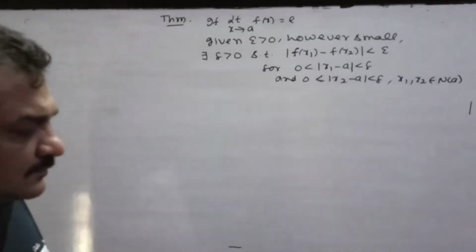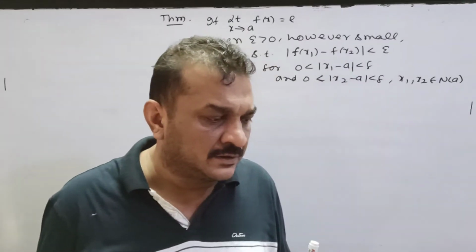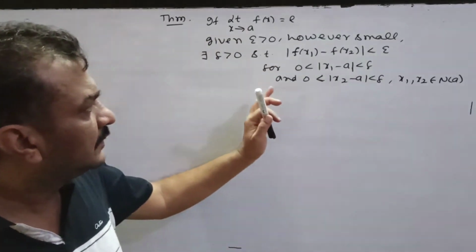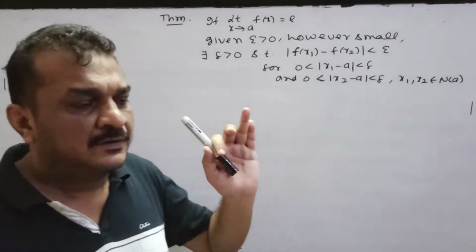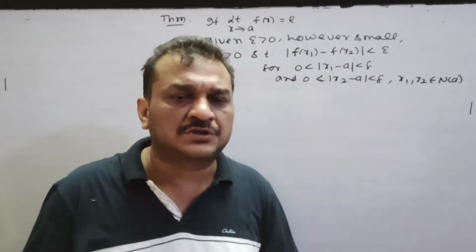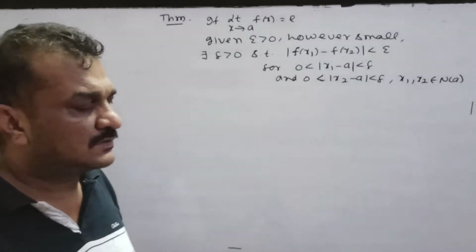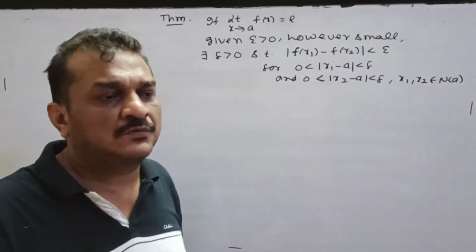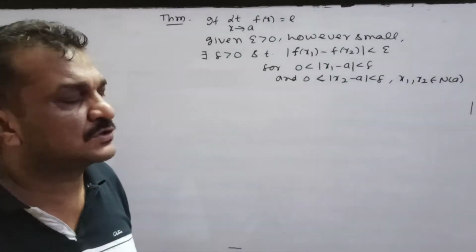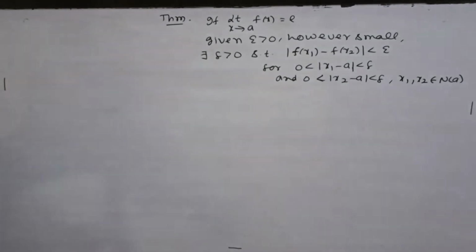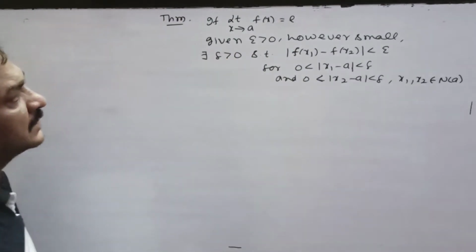Hello students, in this video we discuss when the limit of a function does not exist. First we discuss the theorem, next we discuss examples where the limit of a function does not exist. First, the Cauchy criterion.